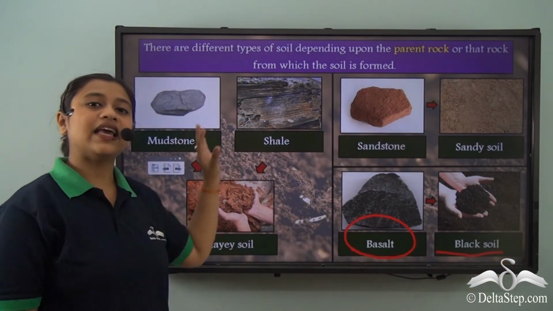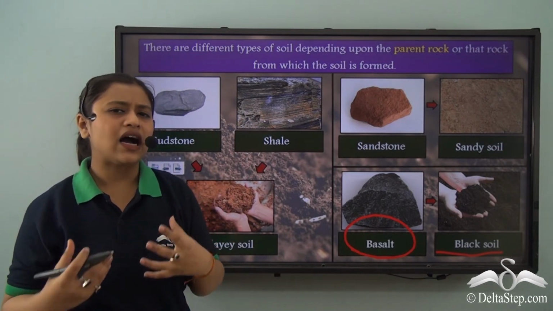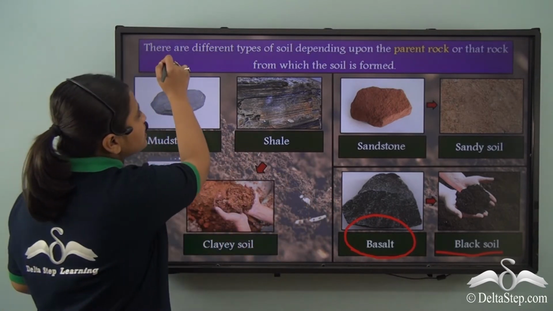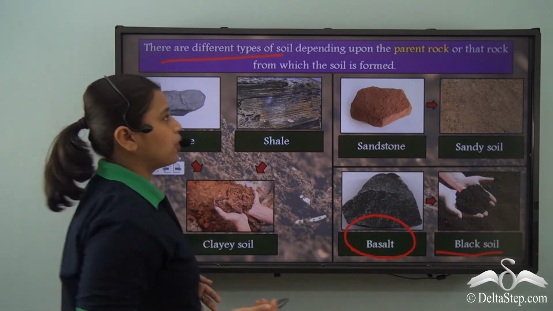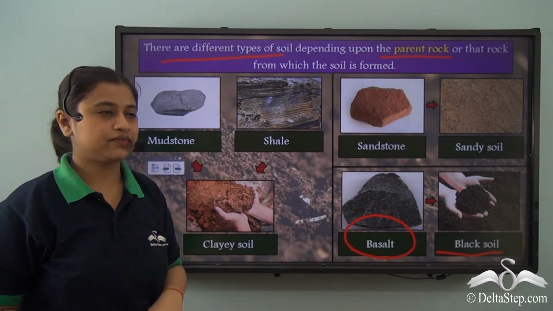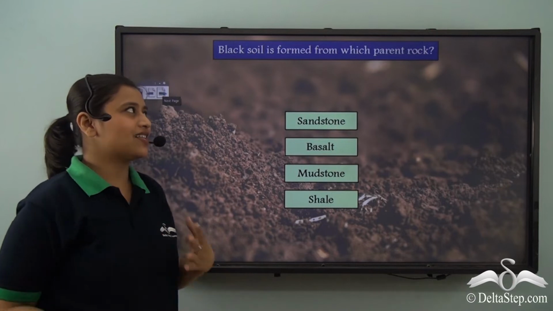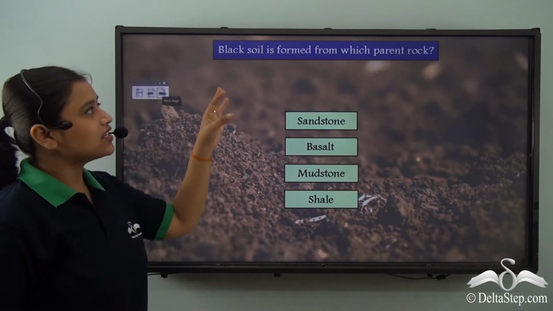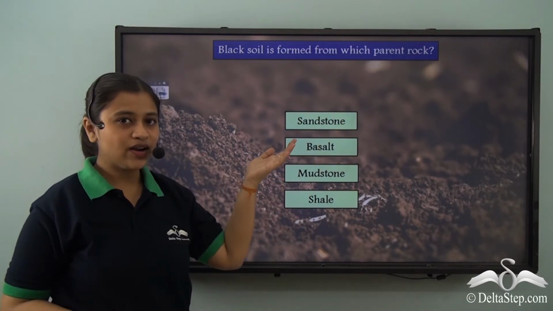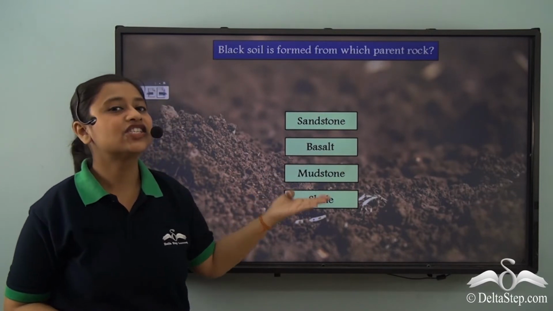Therefore, these three examples tell us that parent rock is very important to understand the properties or the type of soil. There are different types of soil depending upon the parent rock or the rock from which they have been formed. Before moving on, can you help me answer this question? Black soil is formed from which parent rock? Is it sandstone, basalt, mudstone, or shale?